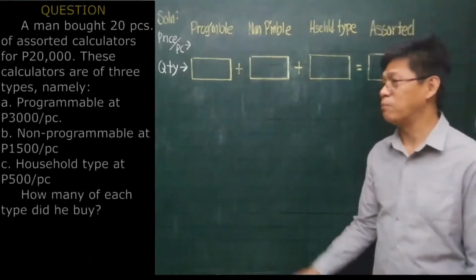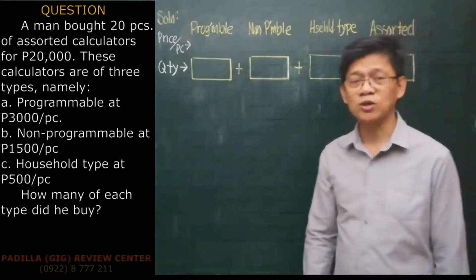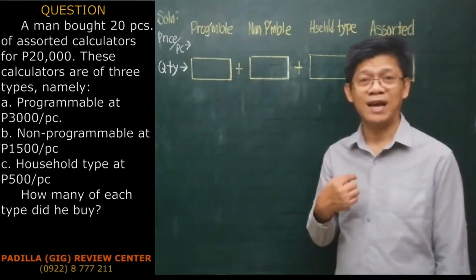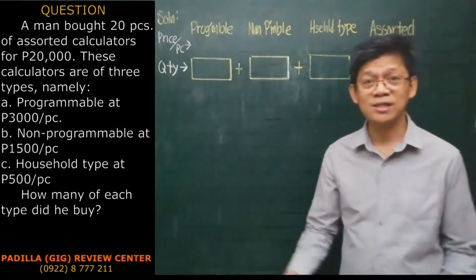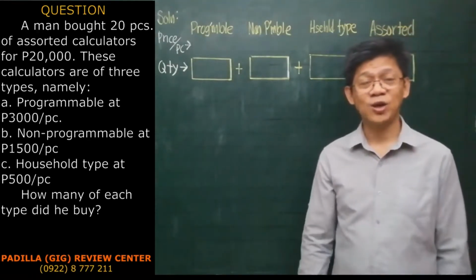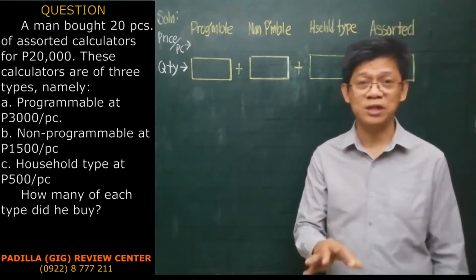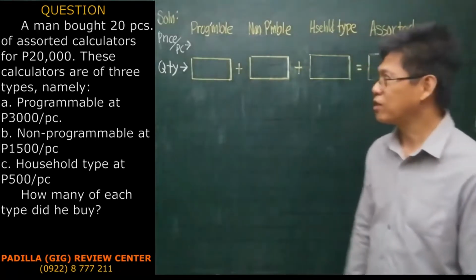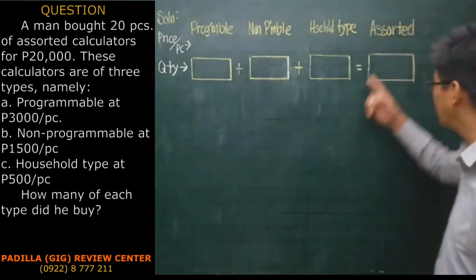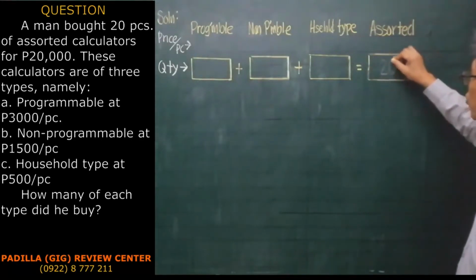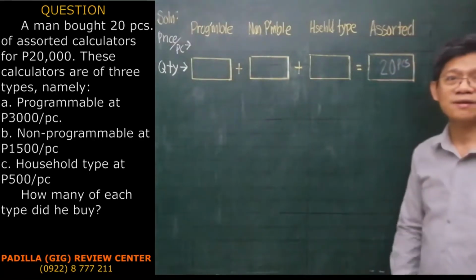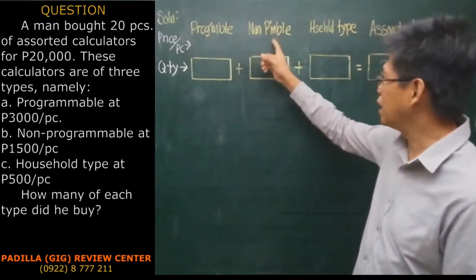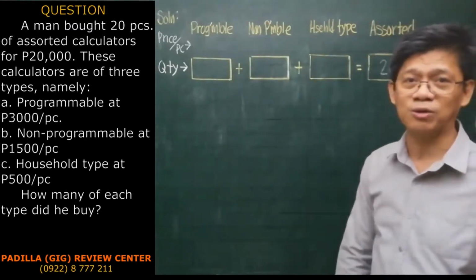In this particular problem, it says, a man bought 20 pieces of assorted calculators. What do you mean by the word assorted? Assorted means halo-halo, di ba? So, different kinds. Halo-halo, mix-mix. This is a mixture problem, not dealing with chemicals. So, 3 types of calculators, and the assorted, all in all, 20 pieces. Okay? So, he bought programmable, non-programmable, and household type of calculators.